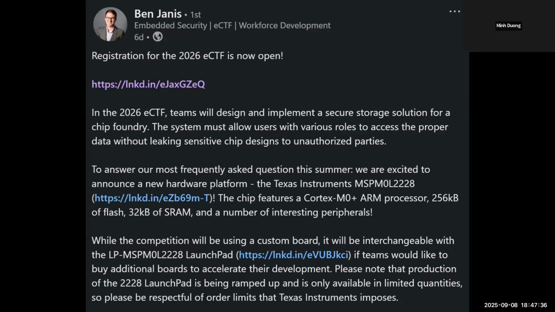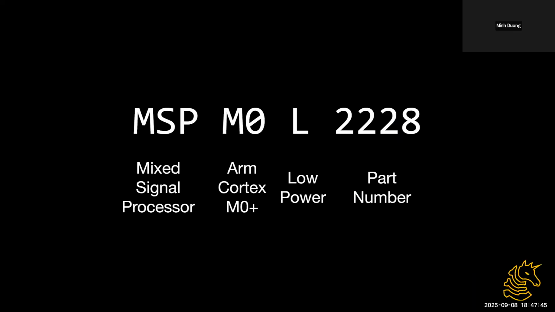But yeah, the microcontroller here is actually very new. It was released in 2024. It's new enough that there isn't as much information about it. I'll quickly break down the name because it's a bit of a mouthful. It's the MSP M0L2228. This is by Texas Instruments, by the way. MSP is mixed signal processor, which is the name that TI, Texas Instruments, assigns to their microcontrollers. Mixed signal means analog and digital.